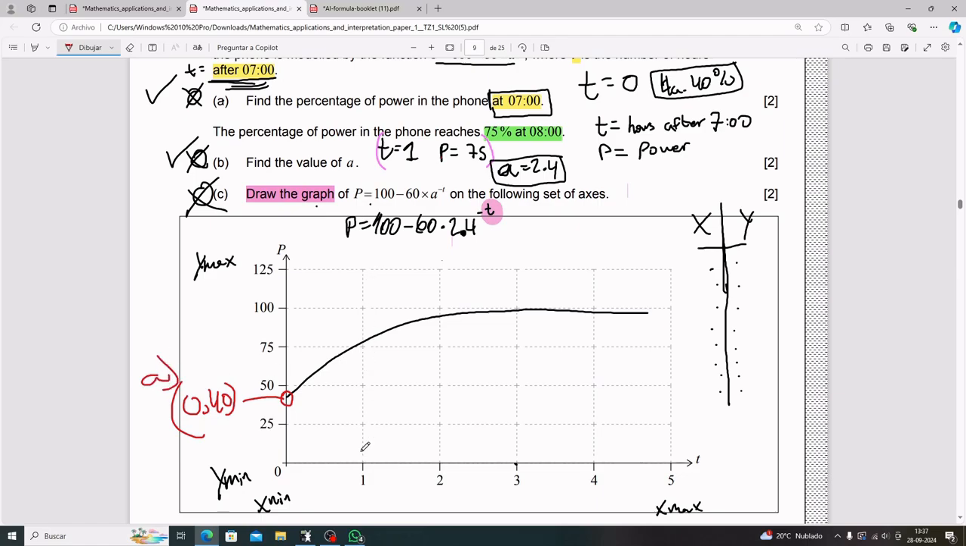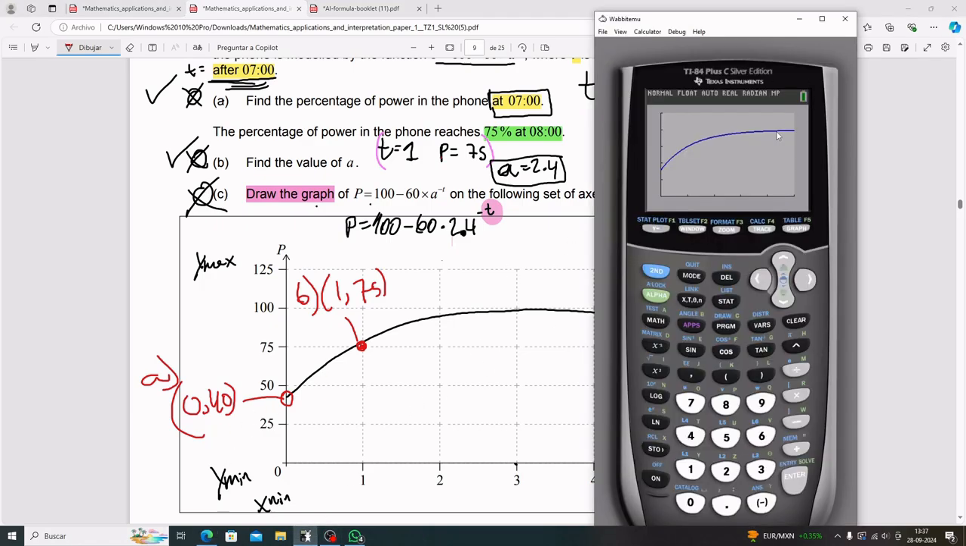You also know that you have the point (1, 75), ¿cierto? Not drawing to scale, but it doesn't matter as long as you put the points. You also know that you have the point (1, 75) that comes from part B. See? And so that is probably good enough.